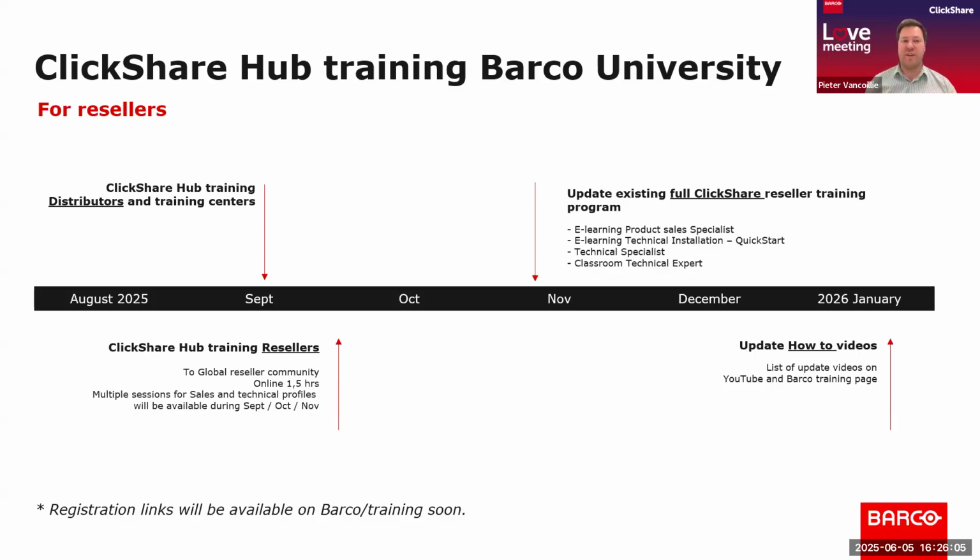That will be online training sessions, 1.5 hours, both sessions for sales as well as for technical profiles. And there will be multiple sessions throughout this period of 3 months. In November, you can also expect that all the training materials will be updated also for the regular ClickShare trainings to include everything about the ClickShare Hub. Once the product is then available in 2025, 2026, then also the how-to videos online will be updated.